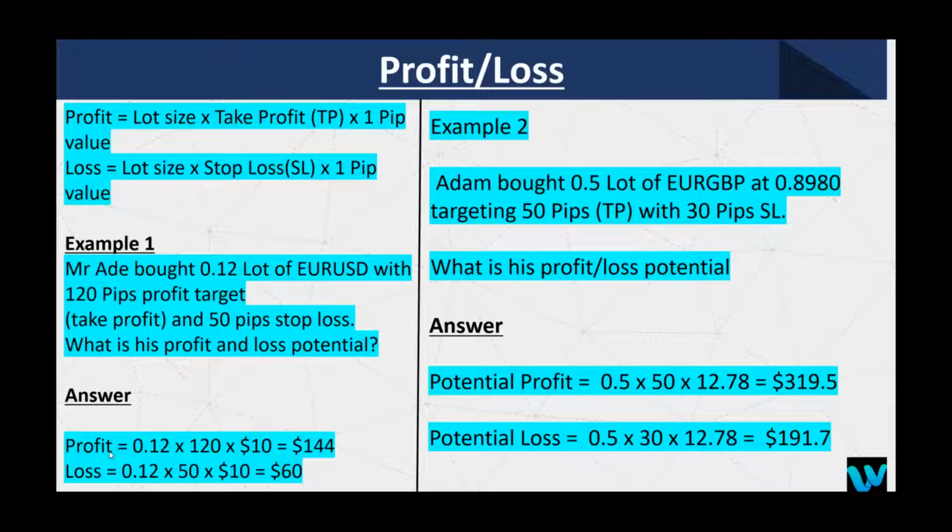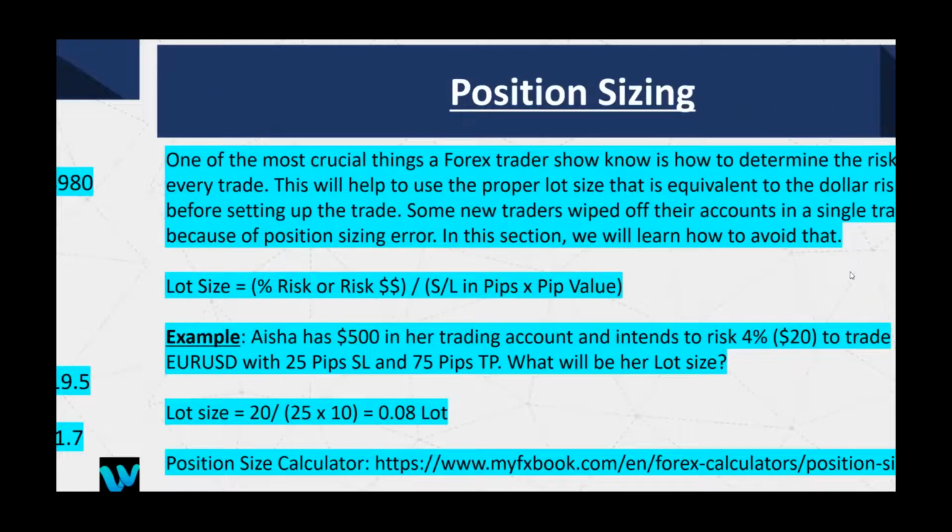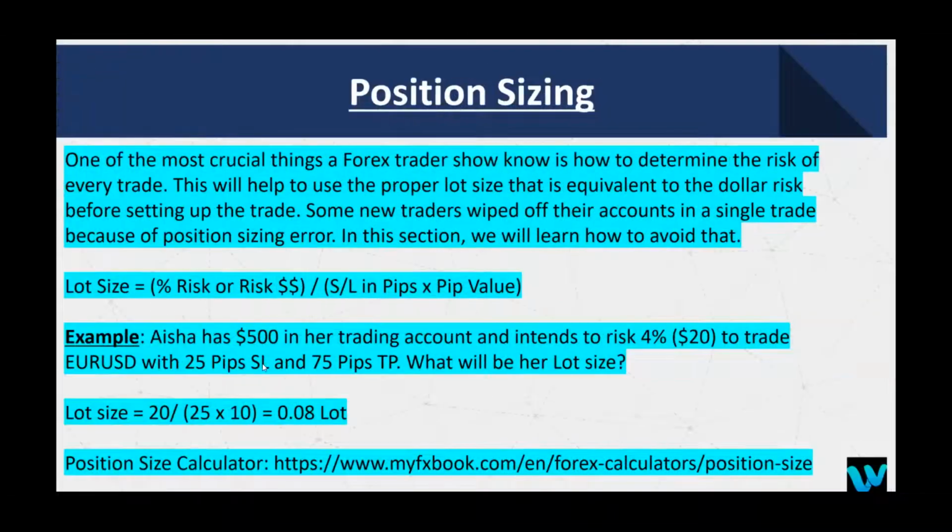So the profit is going to be calculated as the lot size multiplied by the number of pips it made multiplied by the one pip value, just like what I've explained. Okay, the same thing here.